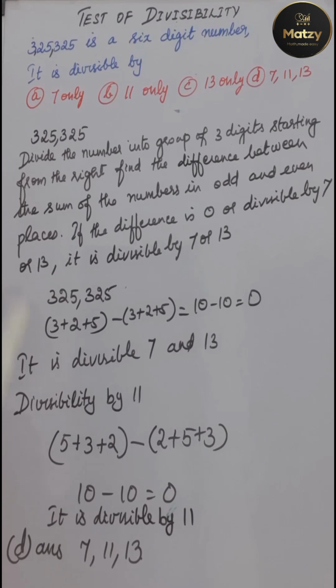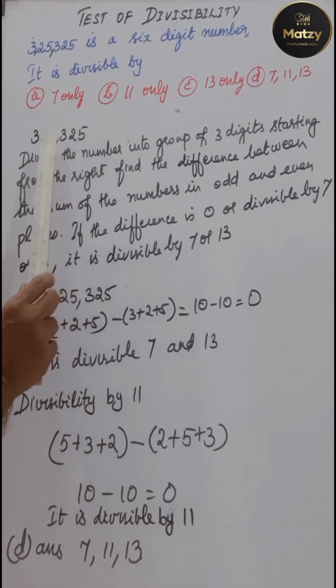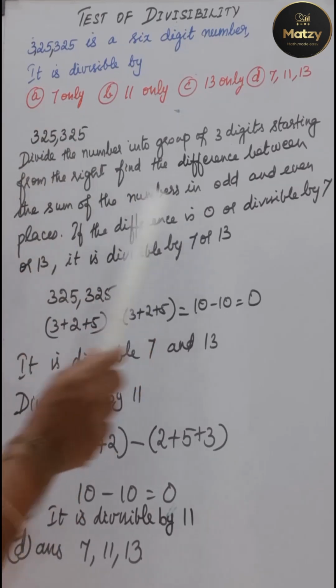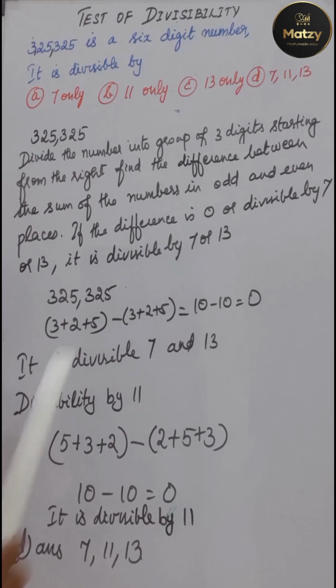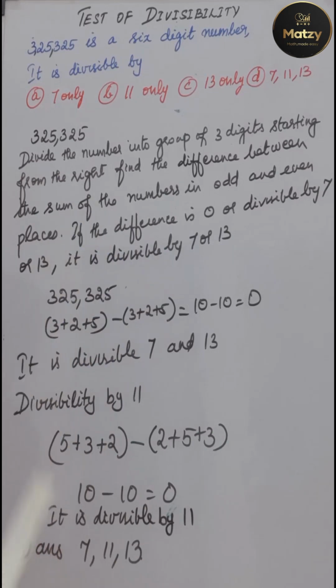See, first of all, you should know the divisibility condition for 7 and 13, because the divisibility condition for 7 and 13 is the same. You have to divide the number into groups of 3 digits starting from the right. Then you should find out the difference between the sum of the numbers in the odd and even places. If the difference is 0 or it is divisible by 7, then the whole number is divisible by 7. If the difference is 0 or it is divisible by 13, then the whole number is divisible by 13.